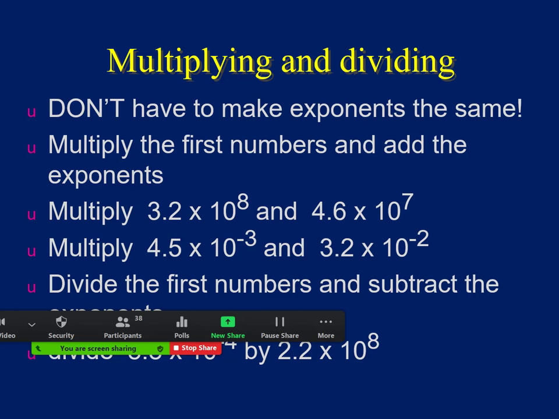Well, 8.8 divided by 2.2 is 4. So I got 4 times 10. Negative 4 minus 8 is negative 12.